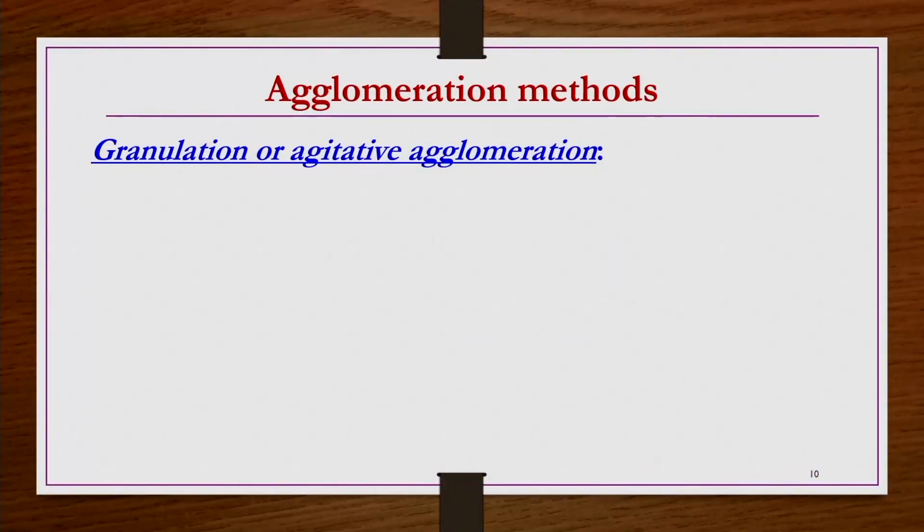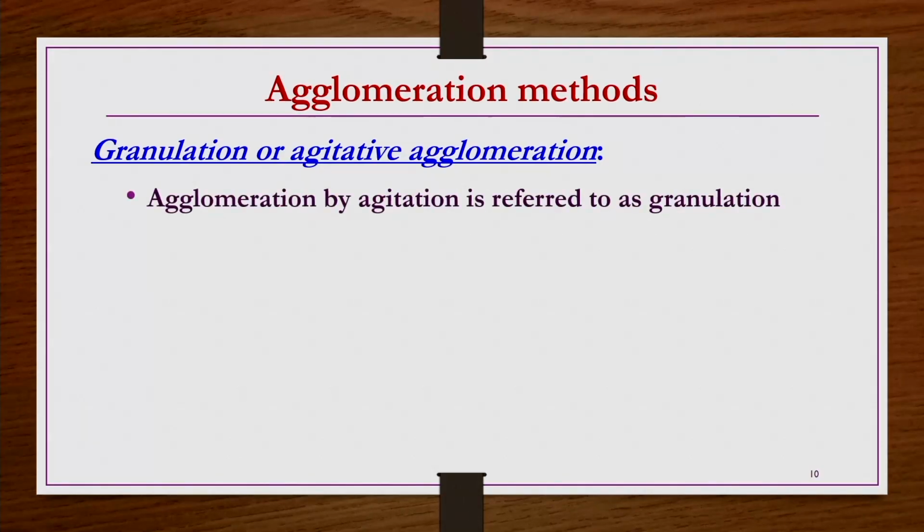So now how does it happen? What kind of methods are available? That is what we are going to see. Primarily there are two methods only, but we can have a kind of third method also. So we see these three methods. The first one is granulation or agitative agglomeration. Here, agglomeration by agitation is referred to as a kind of granulation.